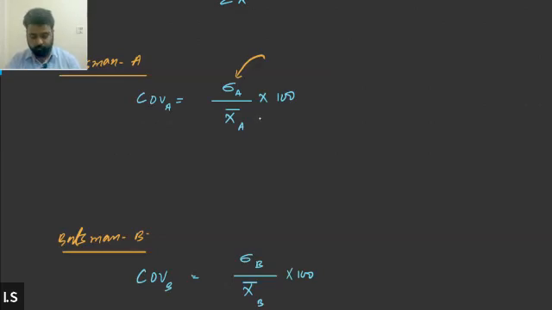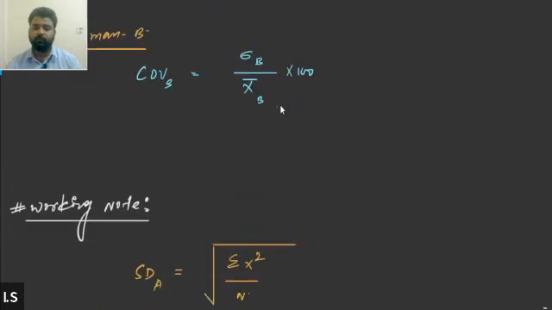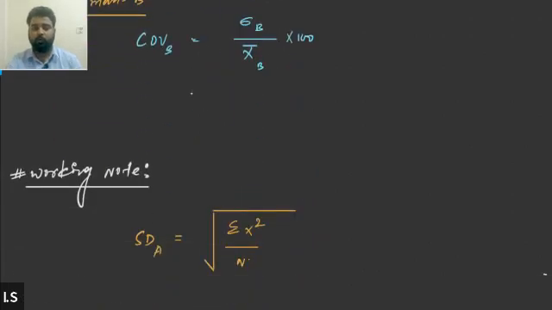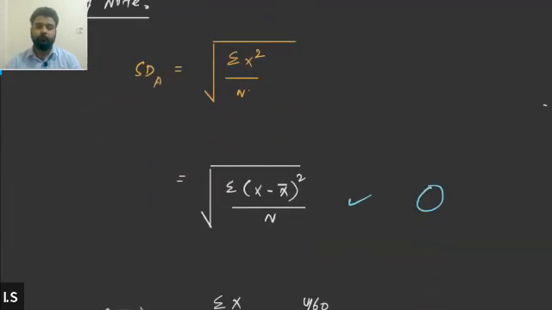Yes, sir. Okay. So for now, I'm skipping that part. You will be solving it. I'm moving forward. Now let's talk about batsman B. Again, in order to calculate the coefficient of variation for batsman B, we need to find out the standard deviation for B and the mean of B as well. So for that, we need to prepare a working note again. So let me prepare a working note here.